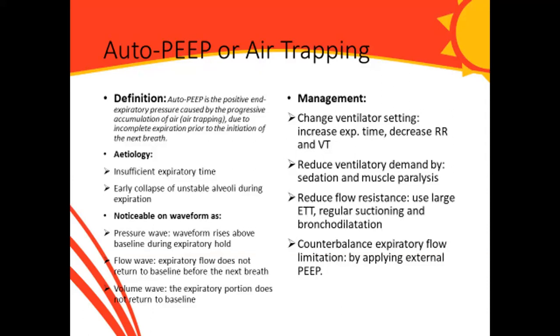All right, in case of increased flow resistance, you want to use a large endotracheal tube, regular suctioning, and you may also want to bronchodilate the patient's airway. Another thing is to counterbalance respiratory flow limitation by applying external PEEP, positive end expiratory pressure, from your ventilator. All right, that pushes the air in the alveoli out.